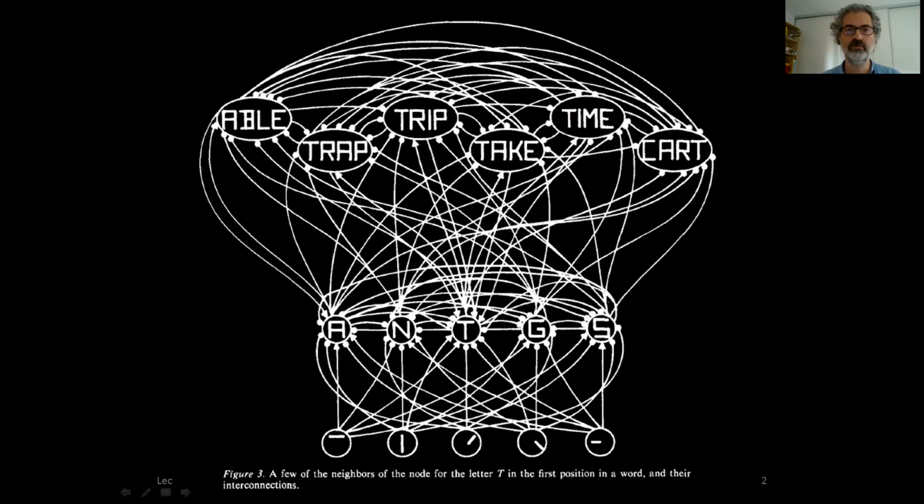Obviously, this picture has only a very small subset of all the possible letters, features, and words. The other important property of this model is that letters inhibit one another in the same position. And that's for the same reason. If you are sure that you're looking at a T, then you can't be looking at an N, and you can't be looking at an A at the same position. So every letter inhibits every other letter in the same position.